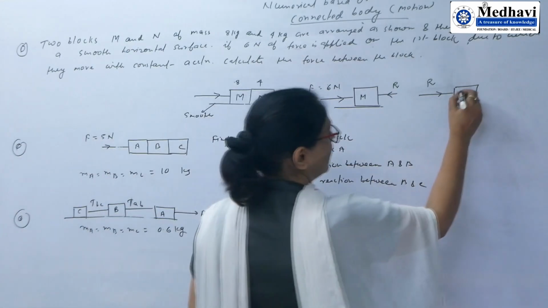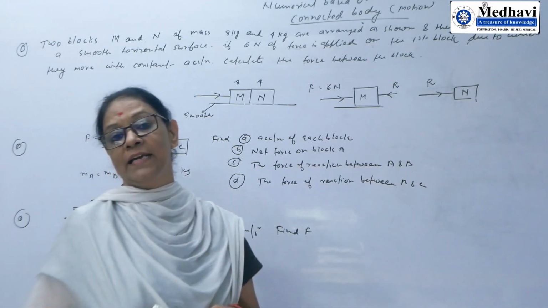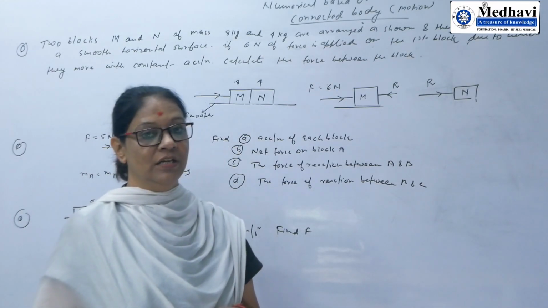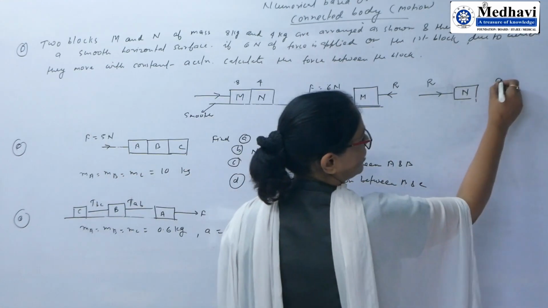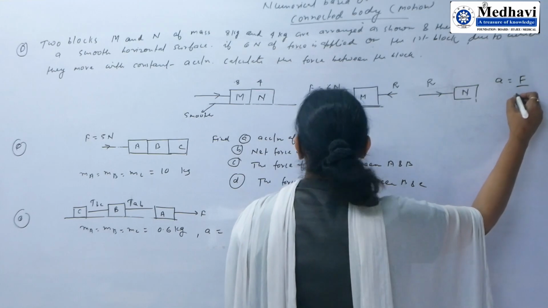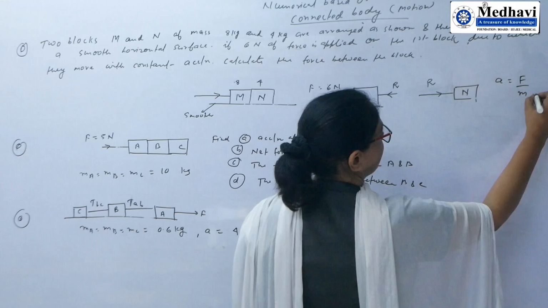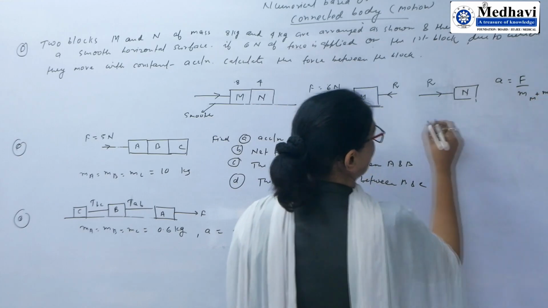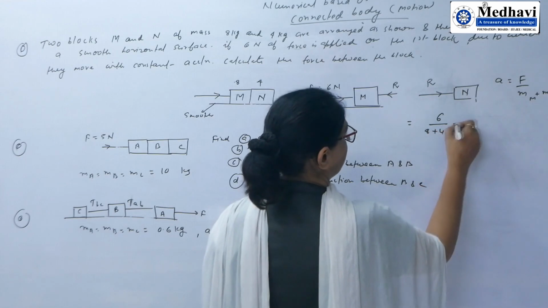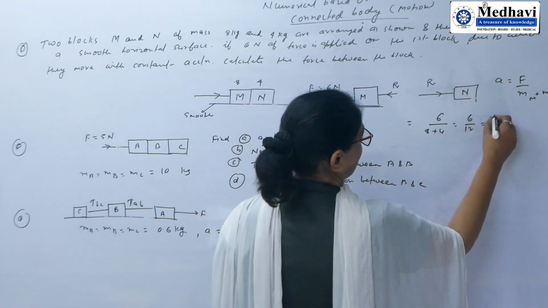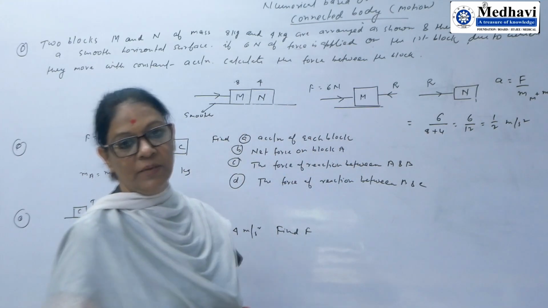Second thing is that the bodies are connected together. So when 2 or more bodies are connected, they will move with a common acceleration. So first you find acceleration is equal to force by net mass. Net mass is mass of M plus mass of N. The force is given as 6 and the mass is 8 plus 4, so 6 Newton by 12, that is 1 by 2 meter per second square, or you can say 0.5.